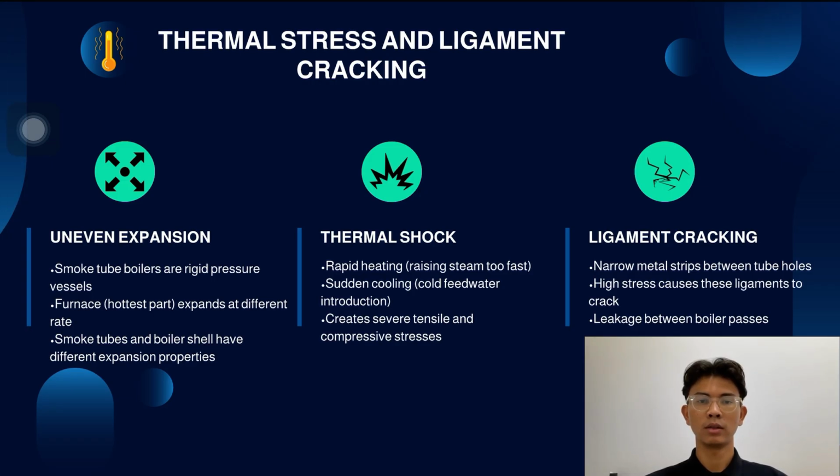Let's start with thermal stress. This is primarily caused by rapid heating, raising steam too fast, or sudden cooling, such as introducing cool feed water. You have to remember that smoke tube boilers are rigid pressure vessels. The furnace is the hottest part and expands differently than the shell and tube. This uneven expansion leads to something called ligament cracking. The ligaments are the narrow metal strips between the tube holes. High stress causes the strip to crack, which results in dangerous leakage between the boiler parts.